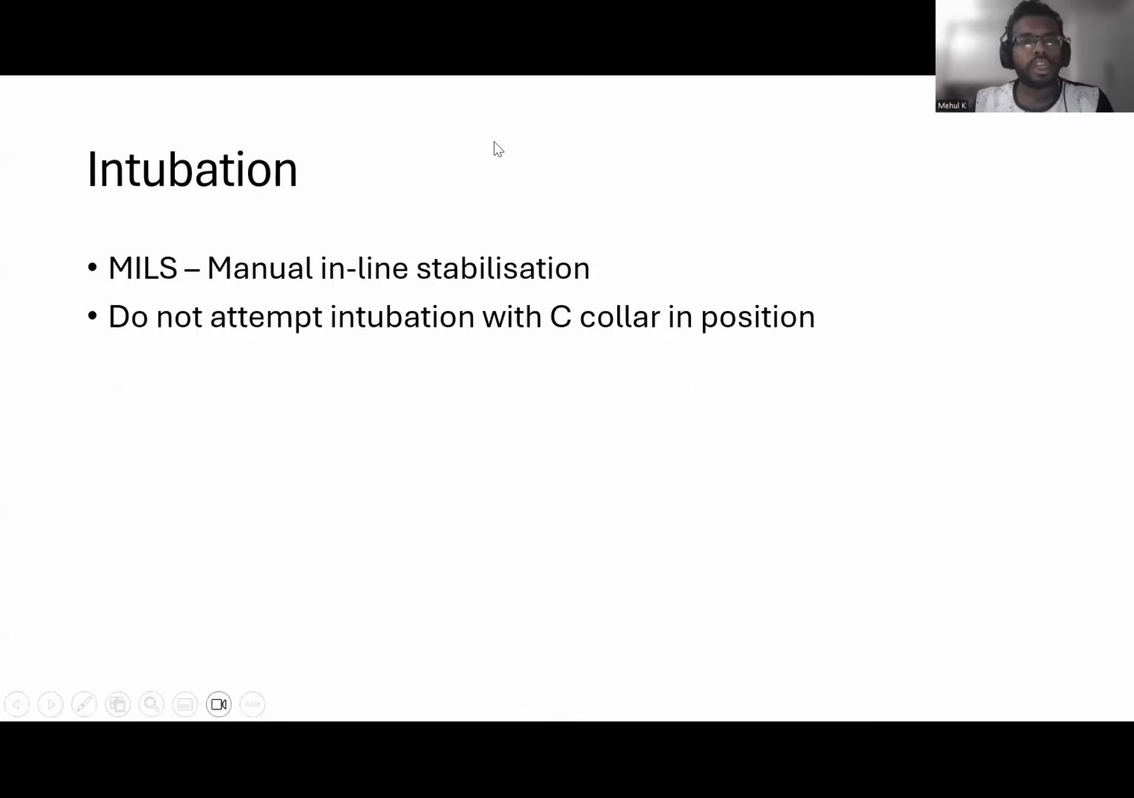So what if you need to intubate the patient? What is important is that you put the patient in manual inline stabilization. You do not intubate the patient with a C-collar in position. That is a great why, because intubating with the C-collar in position actually leads to more movement of the cervical spine compared to manual inline stabilization, as per cadaveric studies. So when you're intubating, remove the C-collar and have your assistant give manual inline stabilization while you intubate.